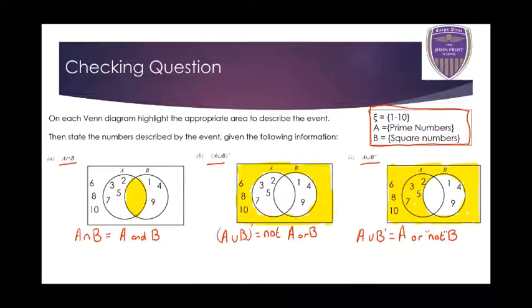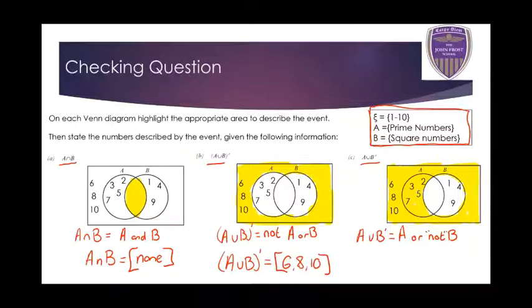Hopefully now this should make it fairly obvious what our answers are going to be. For A, A intersect B is going to be equal to none. There are no values contained in the event A intersect B. For part B, A union B prime, the only numbers described in this are 6, 8, and 10, as you can see clearly in the diagram. This is why the Venn diagrams are really useful for this. It helps you really clearly see what we're trying to find. And then for the last one, A union B prime, that is going to be equal to the numbers highlighted yellow. So what have we got? We've got 2, 3, 5, 6, 7, 8, and 10.